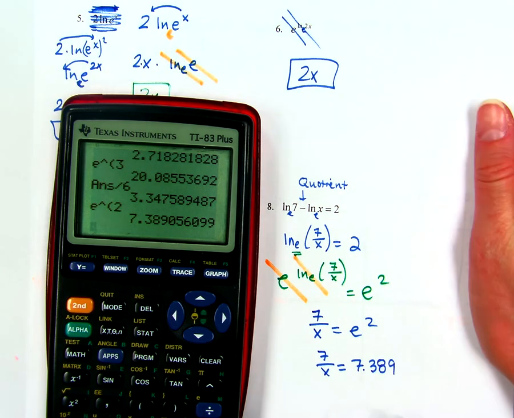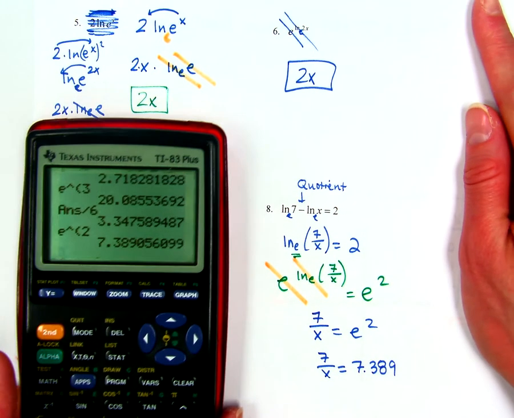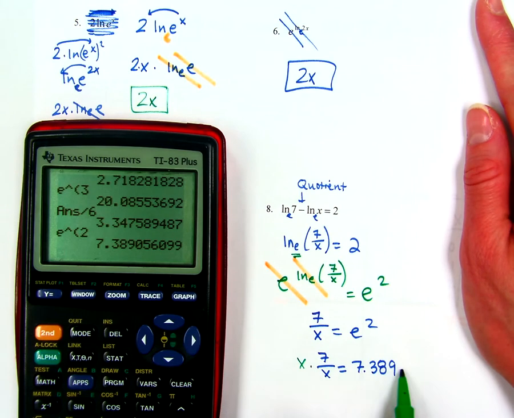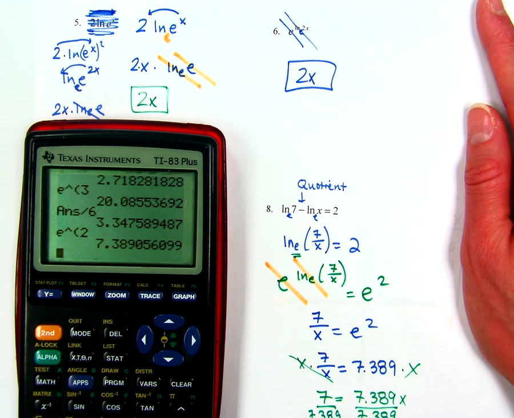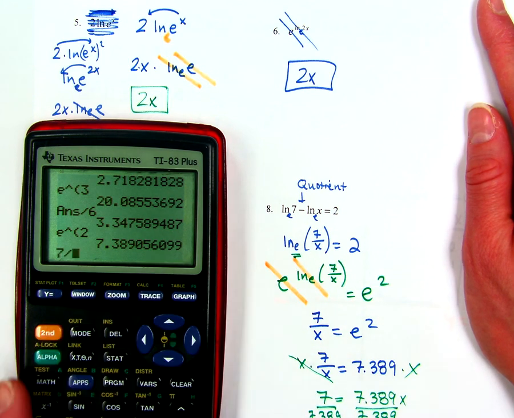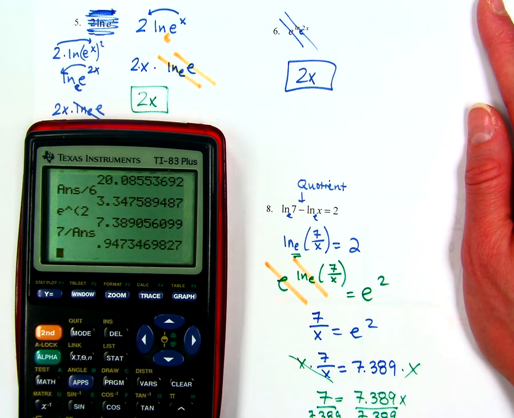Now I just need to solve for x. To do that, I'm going to get rid of my divide by x by multiplying. So I have 7 equals 7.389x. Then I'm going to divide both sides. So I've got 7 divided by this number. That gives me 0.947. And then you're all done.